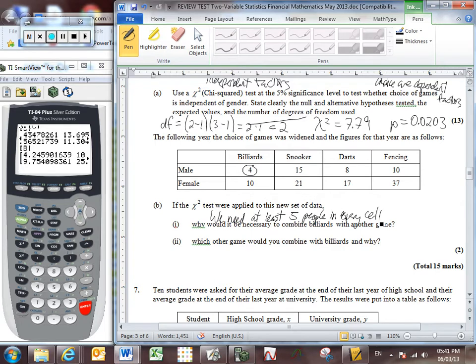Alright, which other game would you combine with billiards and why? Oh boy. Well, that's a tough question. I guess we would combine billiards with snooker, because they're similar? Gosh. Or would we combine billiards with darts because they both got the lowest value? Boy, I'm a little stumped.